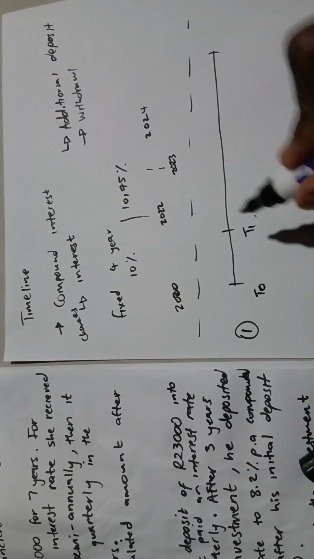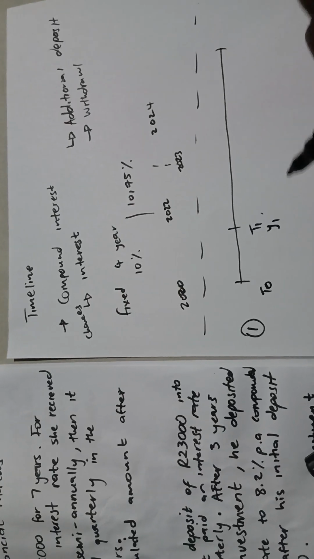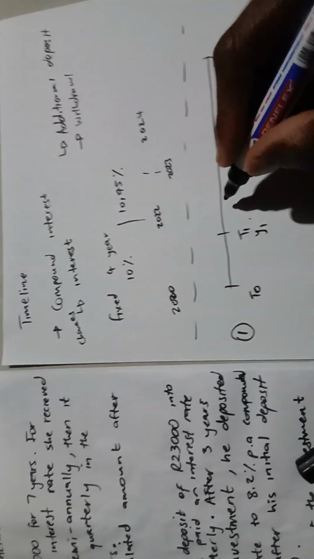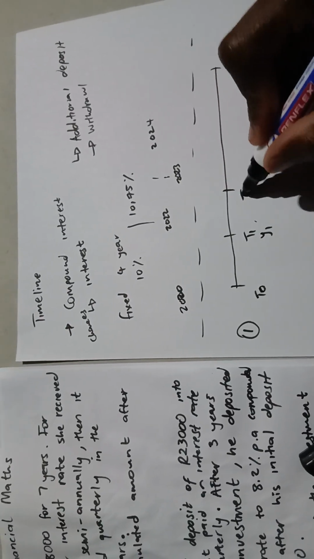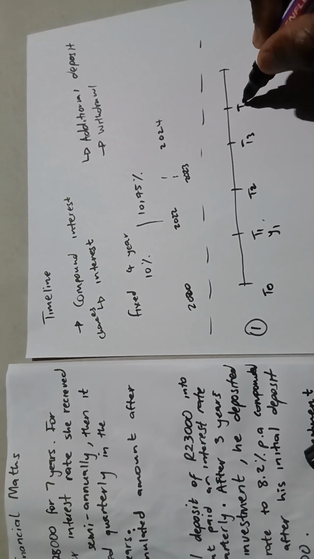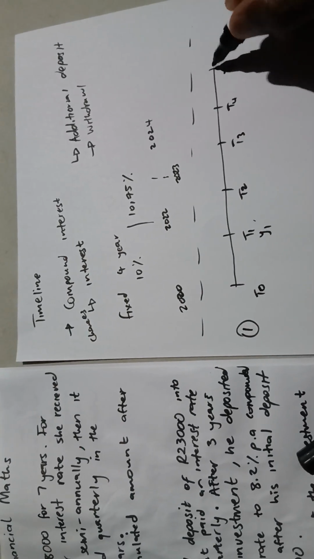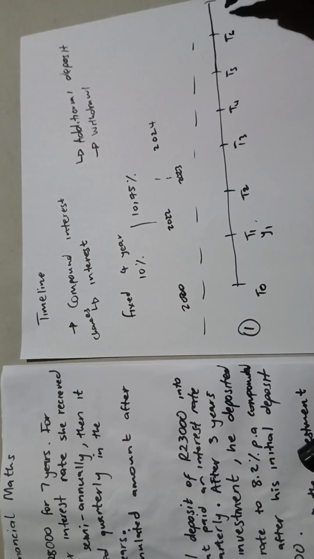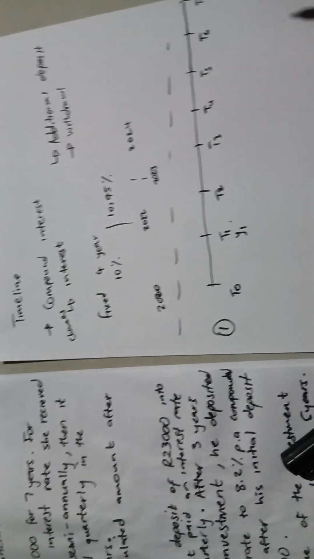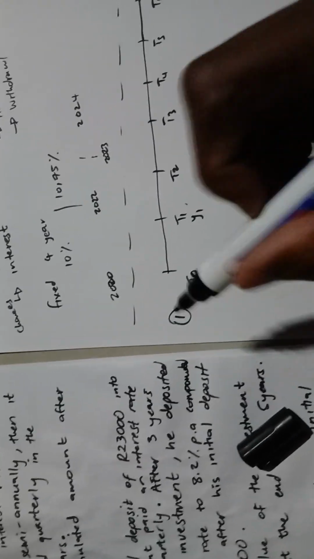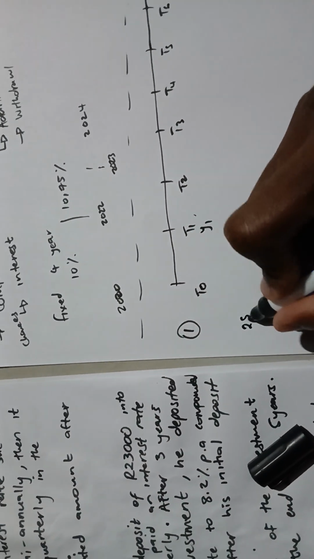Remember, T1 is basically like year number 1, or the first year after the initial withdrawal. So 2nd year, 3rd year, 4th year, 5th year, 6th year, 7th year. So now let's just break everything down.